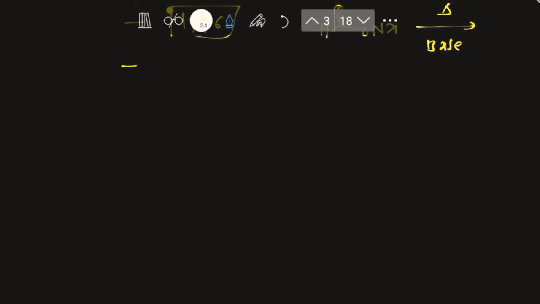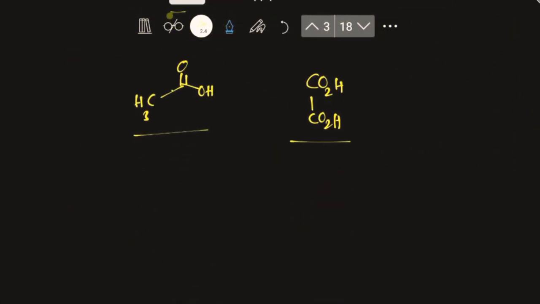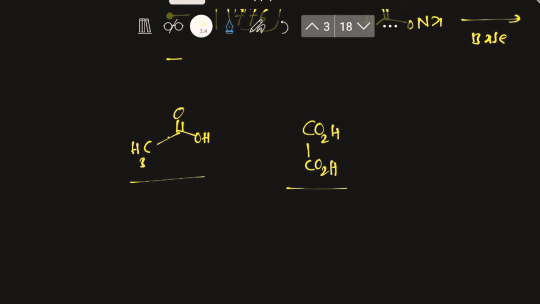If you compare the acidic strength of a carboxylic acid like acetic acid versus oxalic acid, a dicarboxylic acid, you know that this is a monobasic acid and this is a dibasic acid, and obviously oxalic acid has greater acidic strength than acetic acid. In many cases this one also acts as a reducing agent, and its conjugate base is called oxalate.